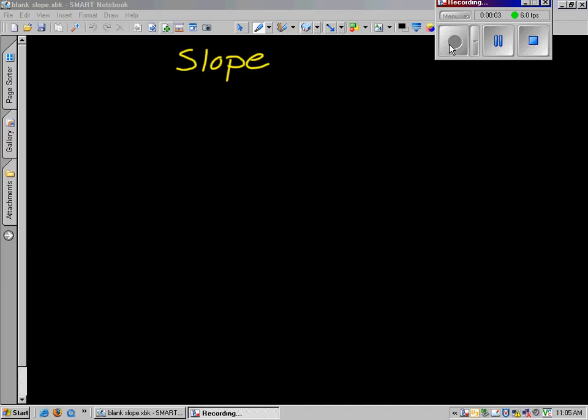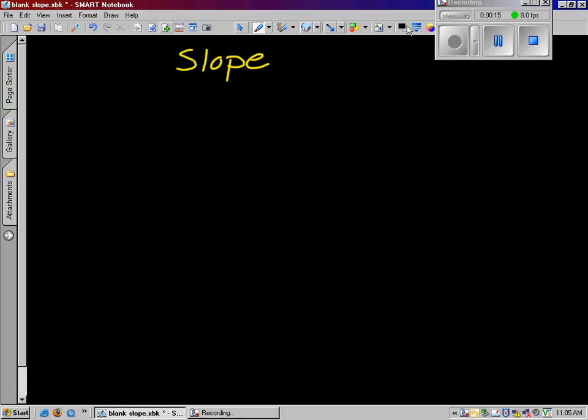Slope really isn't too bad of a concept. It's a little complex, a little bit involved, but it's really not too bad. The idea of slope is simply that it's a number that describes the steepness of a line. So all slope is something that describes the steepness of a line.